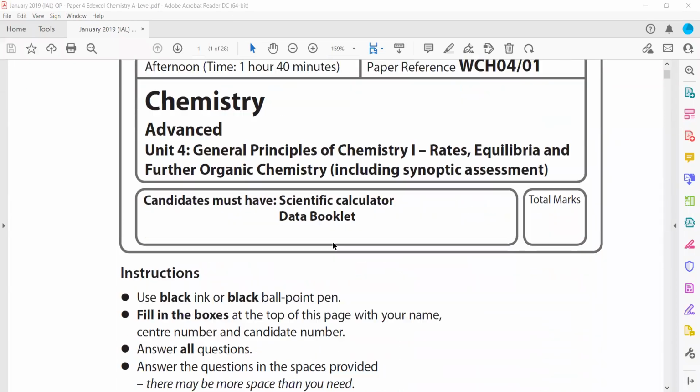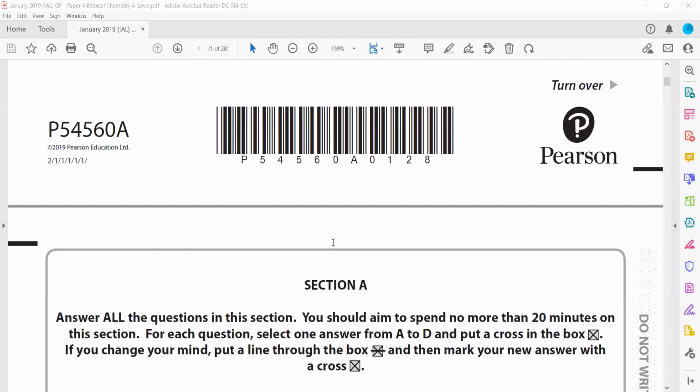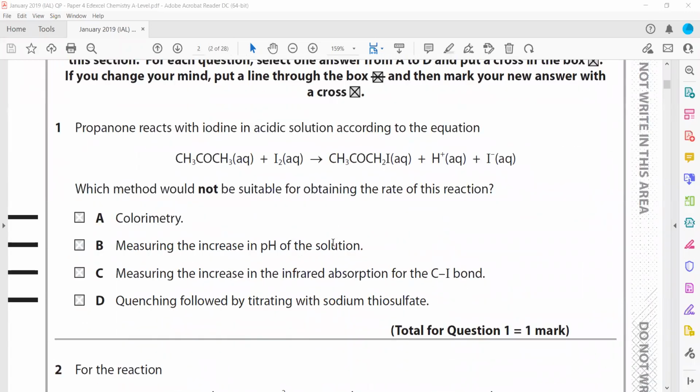Unit 4 from Jan 2019. Propanol reacts with iodine in acidic condition. Which method would not be suitable for obtaining the rate or the speed of this reaction?